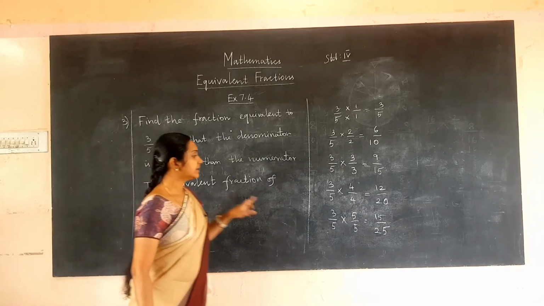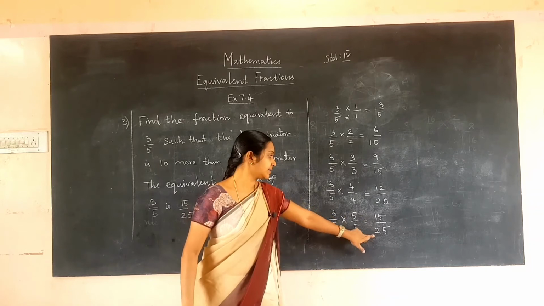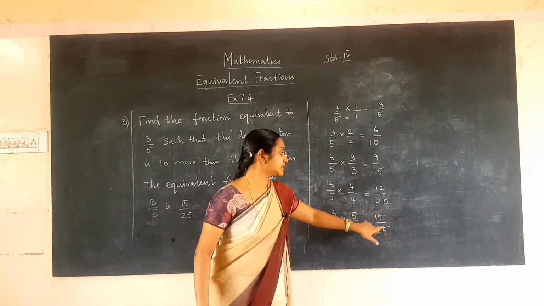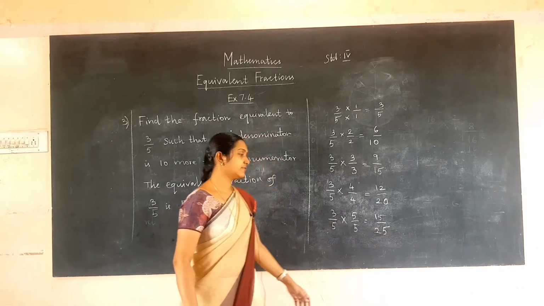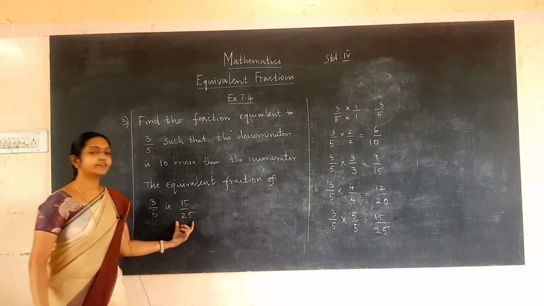If we add 10 to the numerator, we will get denominator. 10 plus 15 is 25. Here we are having 25 in the denominator. So, this is the equivalent fraction. So, 15 by 25 is the answer.